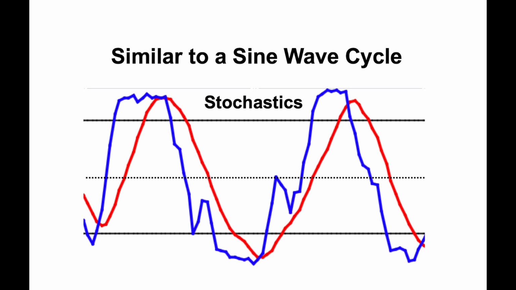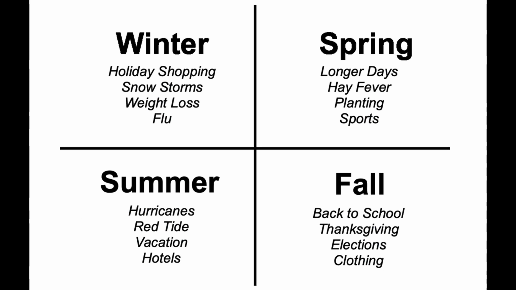You have to remember that our whole existence revolves around cycles and seasons and weather patterns and such. And you can see that these are some of the industries that are affected in each one of the seasons. Winter, obviously, we get a lot of holiday shopping. We get snowstorms. People tend to go on diets on New Year's Day. That's their resolution. It's also the season for flus and colds and such.